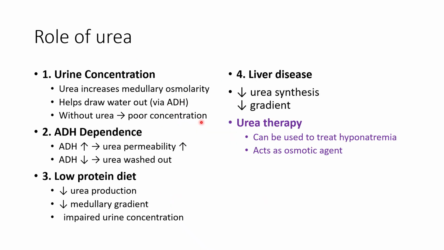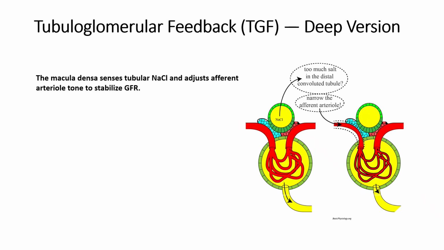So what is the role of urea? First, it helps in urinary concentration, as it increases the medullary osmolarity and the gradient formation. Then it is ADH dependent. ADH needs to be present for urea to diffuse out of the collecting duct and take part in urea recycling. A low protein diet or liver disease can decrease urea, affecting the medullary osmolarity, thus impairing the urinary concentrating power. It can also be used as a therapy, as an osmotic agent.